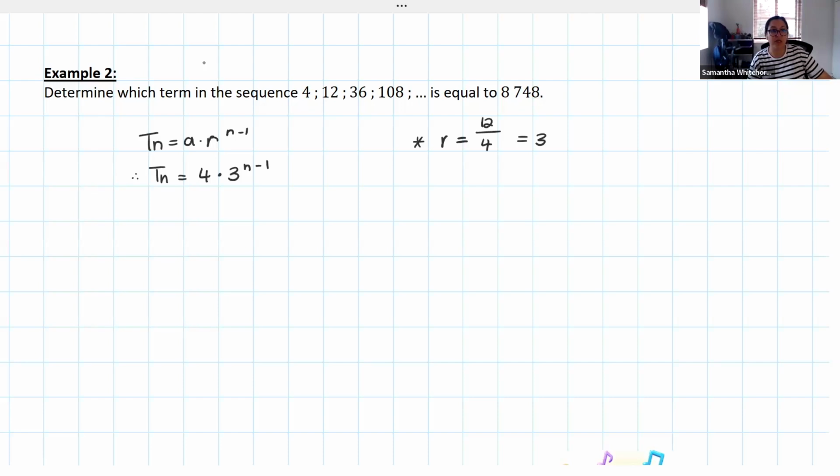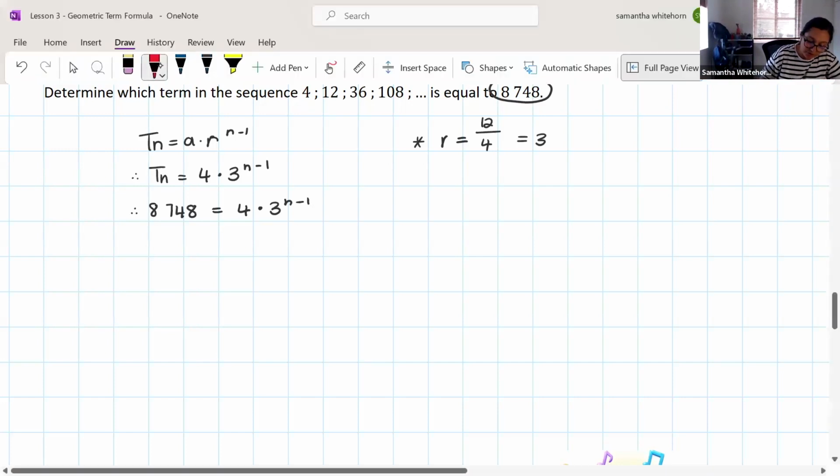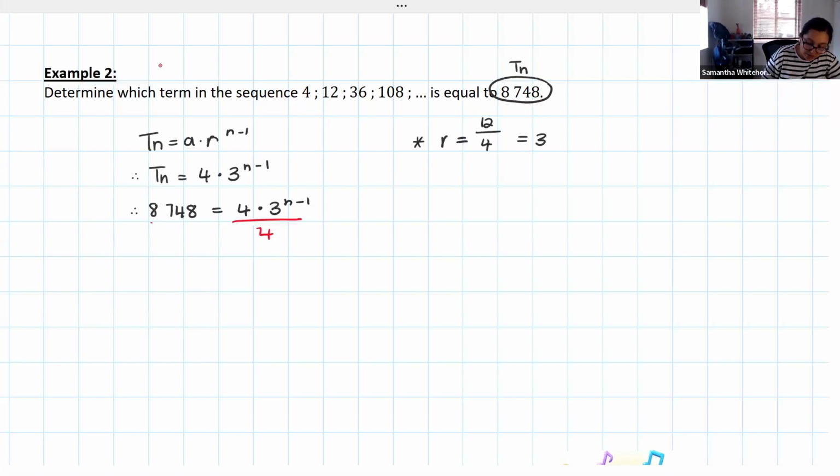Okay, so now that we've got that, we can easily go and work out which value is 8,748. We're going to substitute. Remember, what I'm giving you here is Tn. I'm giving you the value of the term. So that is going to mean 8,748 is equal to 4 times 3 to the power n minus 1. Now, we've just done an example very similar to this. We have a coefficient of 4. I don't really see its purpose. I can get rid of it. So I'm going to divide both sides by 4, because then I just have one base on my right-hand side, and that's not creating chaos.